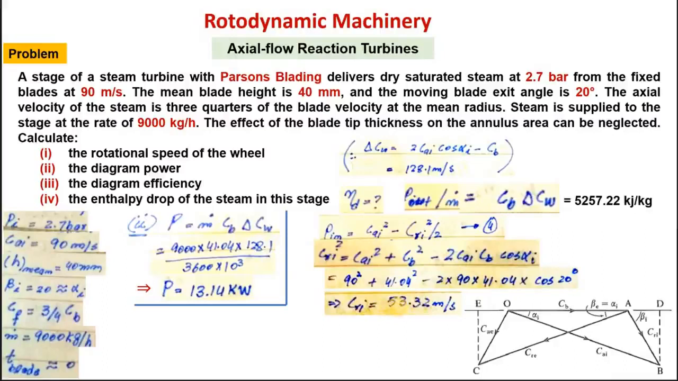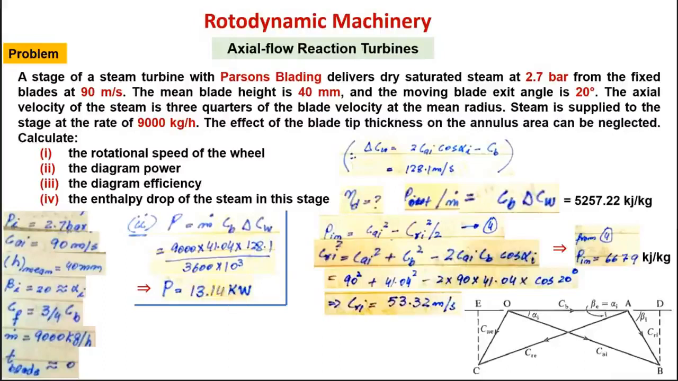So now put the values in equation 4, CAI, CRI. So we'll get the answer in kilojoules per kilogram. That should be clear. There is no m dot. It is not multiplied with m dot. If you multiply with the same m dot, 9,000 kilograms per hour, we can also find out the power input in terms of kilowatts.